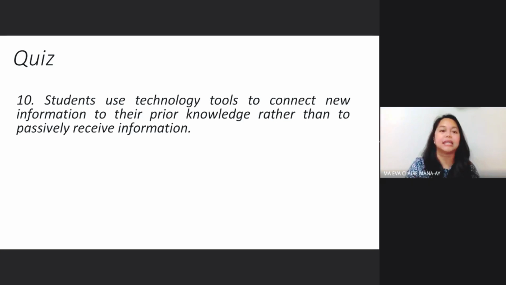That's authentic. And the last item that we have, students use technology tools to connect new information to their prior knowledge rather than to passively receive information. What is this? If your answer is constructive, then that is the correct answer. Okay, so good job. That ends our quiz. That's only 10 items of bonus questions.